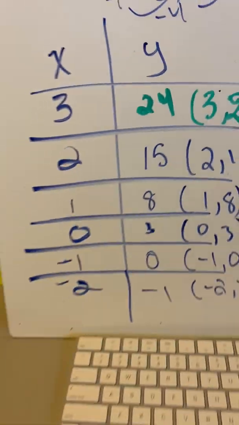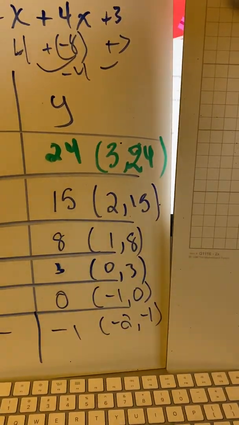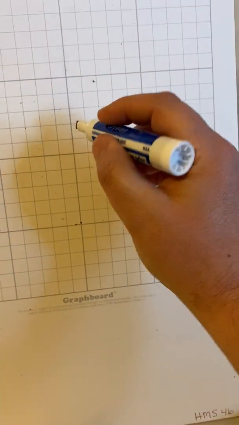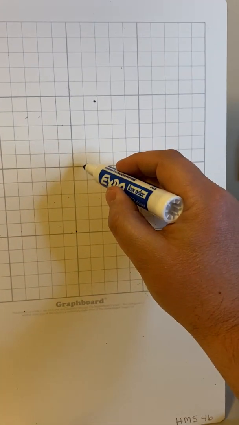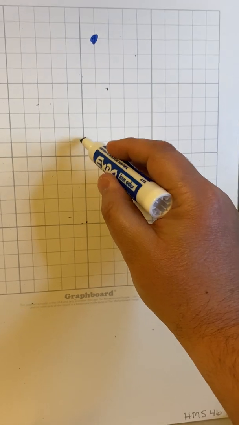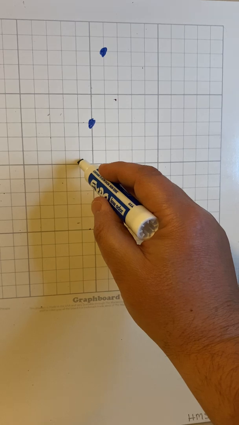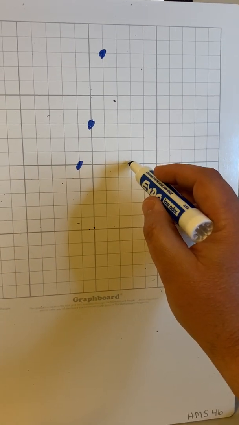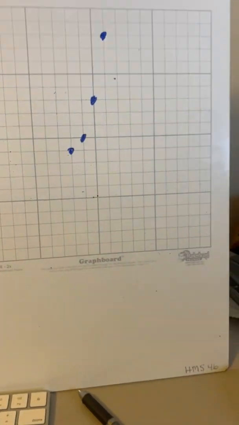All right. Now, let's graph these. On this graph right here, my handy-dandy graph, right on the back of this. I'm not going to do 3, 24. 2, 15 is still a pain. It's up here. I'm going to go with 1, 8. 1 over, up 8, right there. Right or left 0, up 3, right there. Left 1, up 0, right there. Then it's negative 2, negative 1, right there.